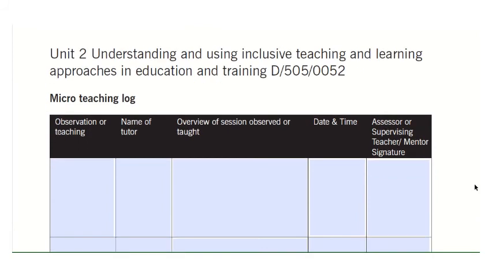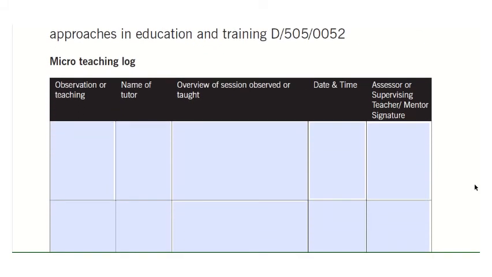So here's your microteach log. Remember, you have to complete at least 3 other 15-minute observations or practices, so you can note who it is you're observing, name of the tutor, what you saw, as much detail as possible, the date and the time, and then your tutor will sign it off. You need at least 3 more of these completed, plus your own one. So you need at least 4 of those boxes, but there's a 5th and a 6th in case you do a bit more.